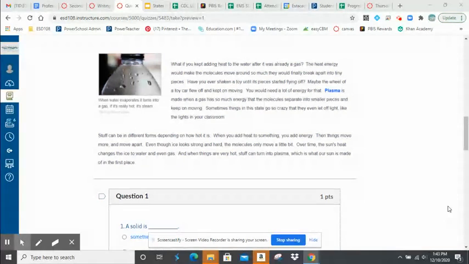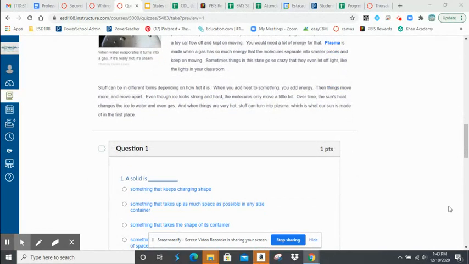And when things are very hot, stuff can turn into plasma, which is what our sun is made out of in the first place. So here are your questions. And a hint would be to go back and look at the blue words in the article.